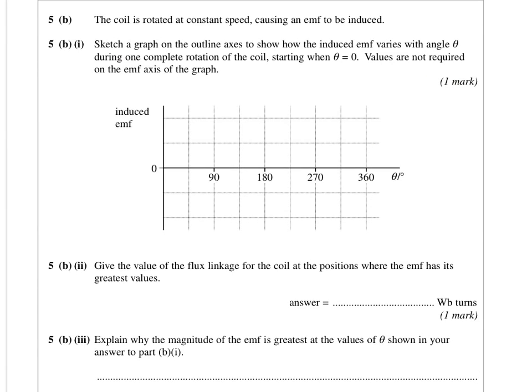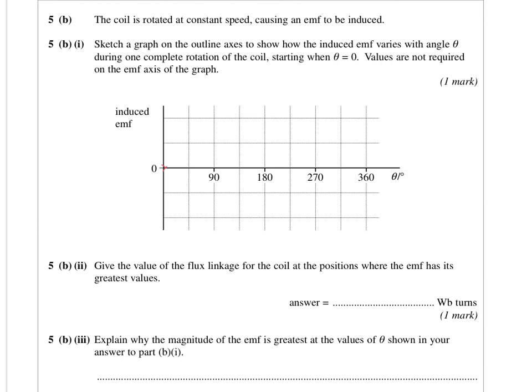Okay, the coil is rotated at constant speed, causing an EMF to be induced. Sketch a graph on the outline axis to show how the induced EMF varies with angle during one complete rotation. Okay, so when theta is 0, the cosine of theta will be 1, so the flux linkage will be at a maximum, so therefore the EMF will be at 0, because they're 90 degrees out of phase. So if the flux linkage is at a maximum, which it is when theta is 0, EMF will be 0. So we'll be starting at this point here.